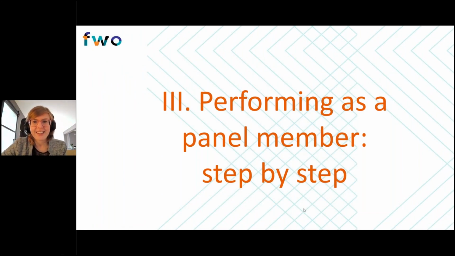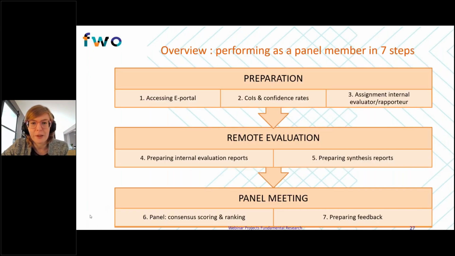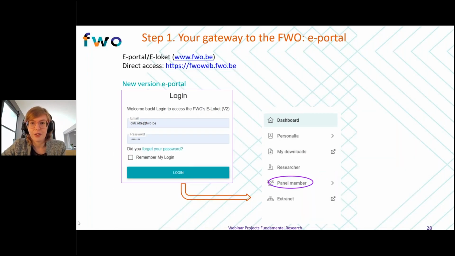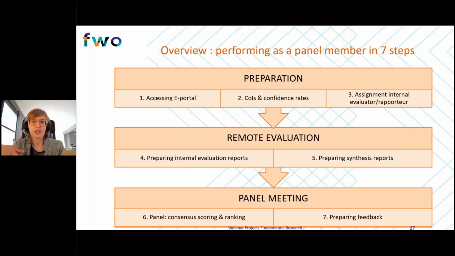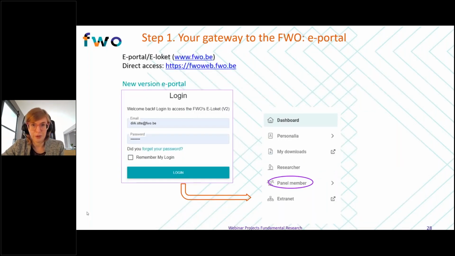In the next slides, I will guide you through a step-by-step overview of the tasks to perform as a panel member. So here we have an overview of the 7 steps that you will have to take, and those can be divided into 3 main groups. First of all, the preparation, of which we start here, followed by a remote evaluation phase, and then finally a panel meeting. But let's start with the first phase of the preparation.